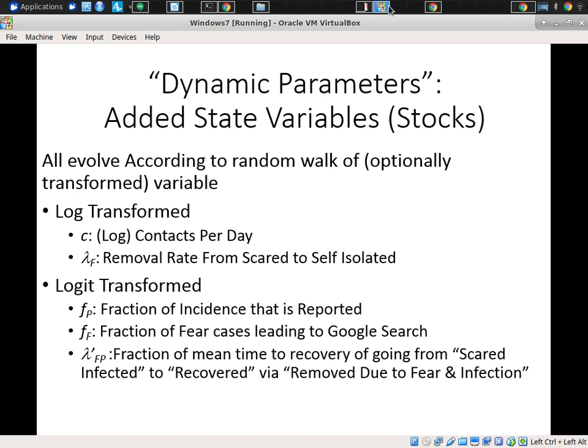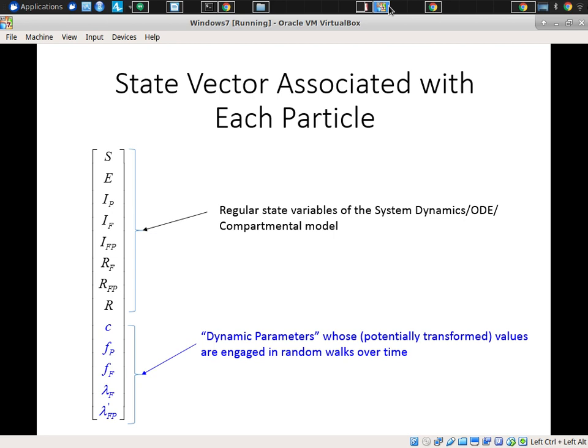And then we add additionally some factors like you've seen yesterday for reporting fraction. Here we consider the fraction of incident cases of pathogen infection that have reached the infective stage that are reported, and then the fraction of fear cases that lead to Google search. You're probably seeing where this will go: the people searching online. We have some additional ones as well that relate different terms, including, say, a removal rate from an afraid to a self-isolated state, which was less definite.